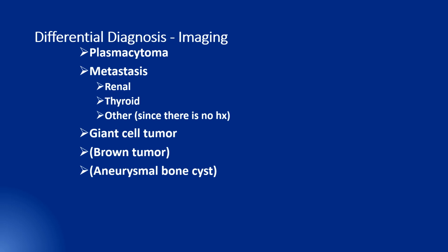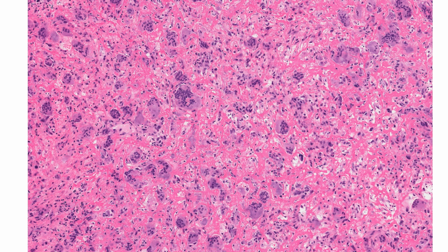Based on these findings, differential radiologic diagnoses were plasmacytoma, maybe metastasis, renal thyroid cancer, giant cell tumor, and in the differential also brown tumor and aneurysmal bone cyst. So biopsy was performed, and this low power view shows a lesion with more cellular areas and less cellular hemorrhagic areas. This slide shows hyalinizing stroma with osteoclast-like giant cells.